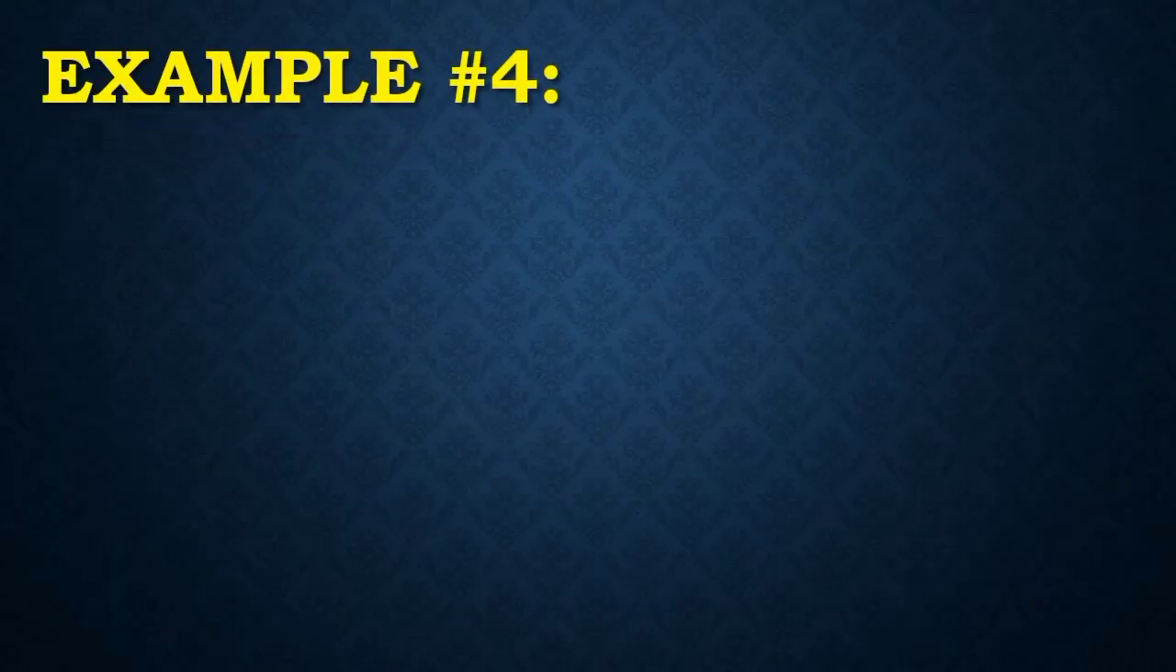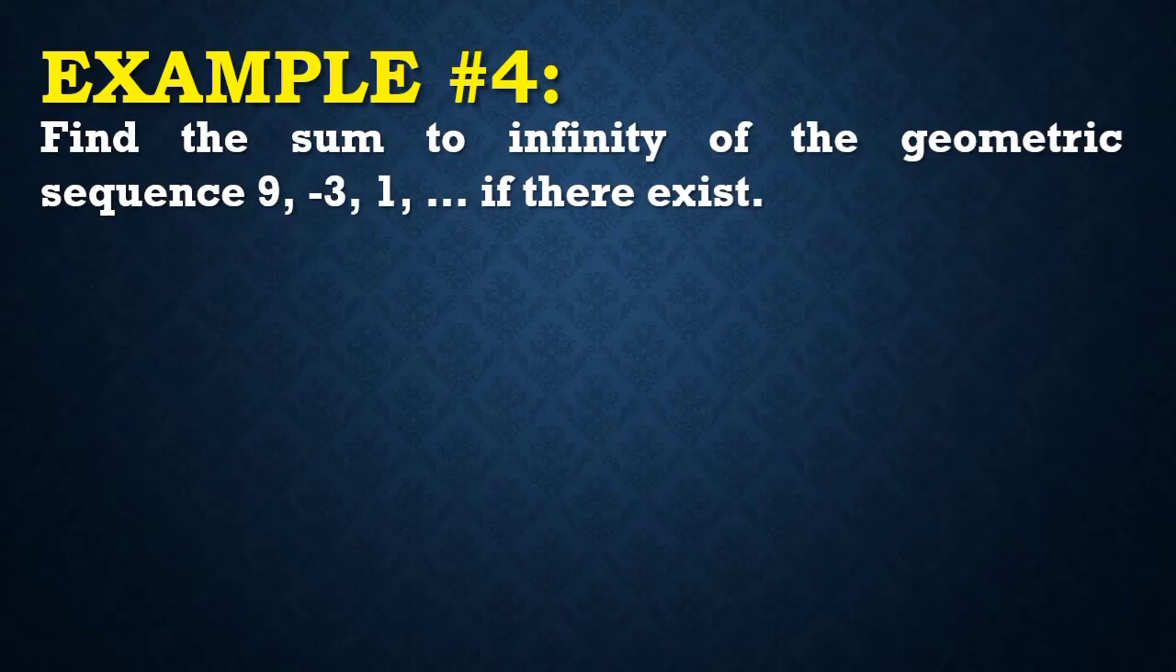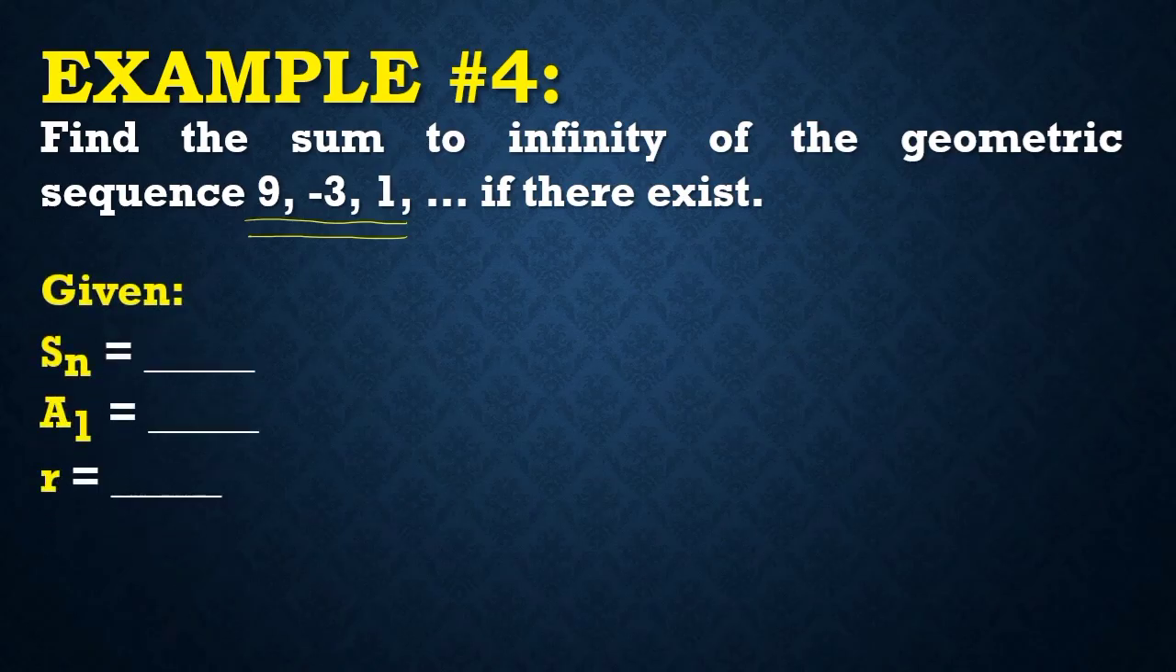So, for our last example, find the sum to infinity of the geometric sequence 9, -3, 1, and so on if there exists. So, based dito sa mga given terms, alternate yung sign. So, positive and then negative, positive. Ang kasunod ng 1 is a negative. So, let's identify the given. S sub n is the unknown. The first term is 9. And then, our common ratio. So, if we divide -3 by 9, so we can simplify it as -1/3.